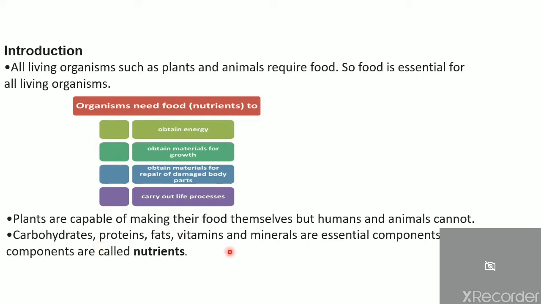Now, there are various essential components which are present in the food, like carbohydrates, proteins, fats, vitamins, and minerals. And what are these components called? These components are called nutrients, which we have already learned in the last class.